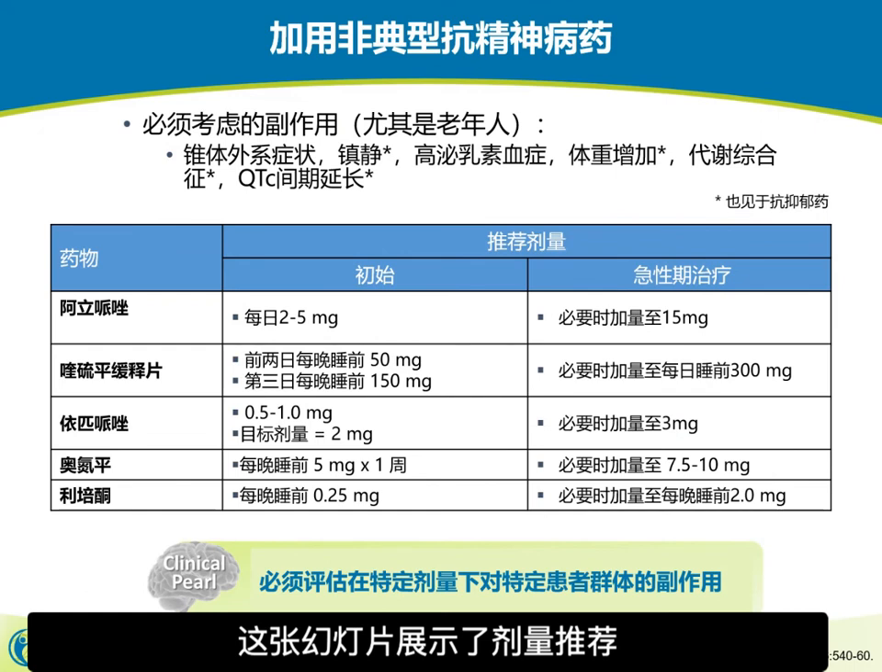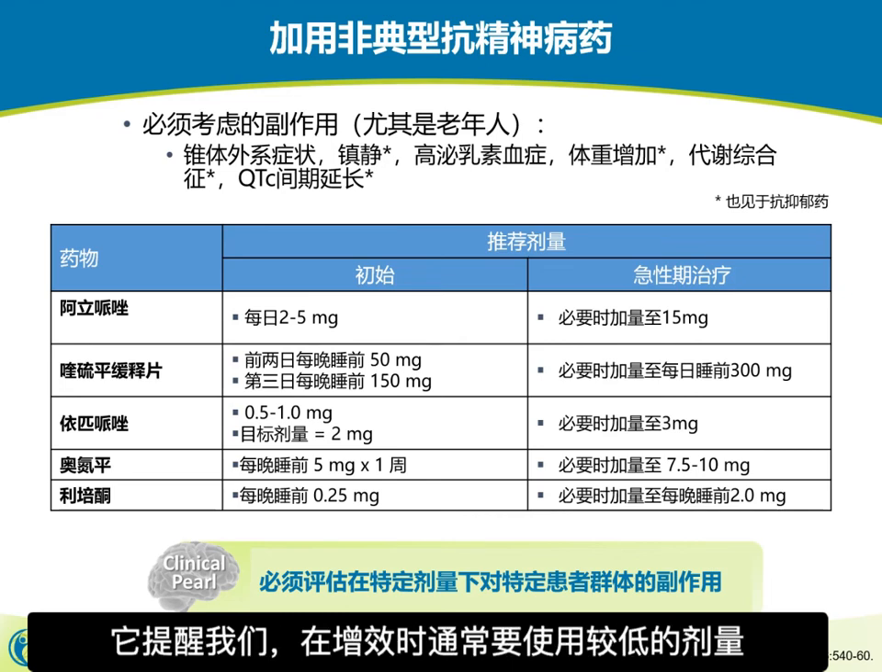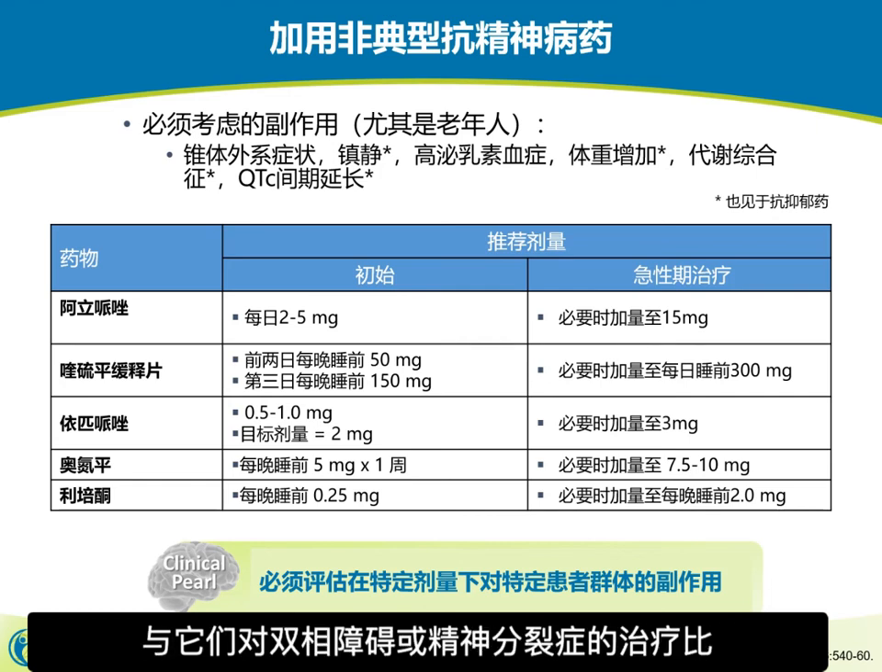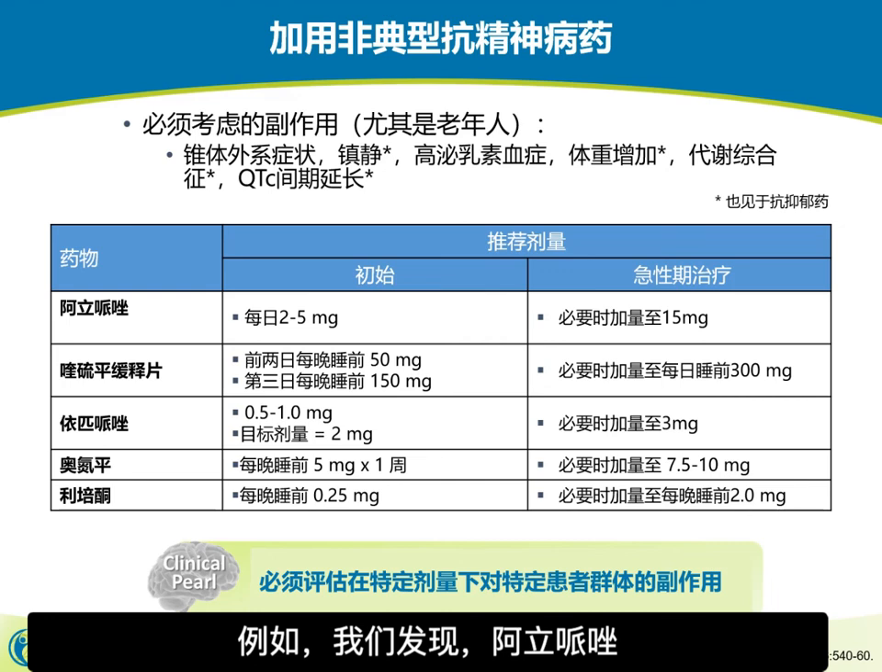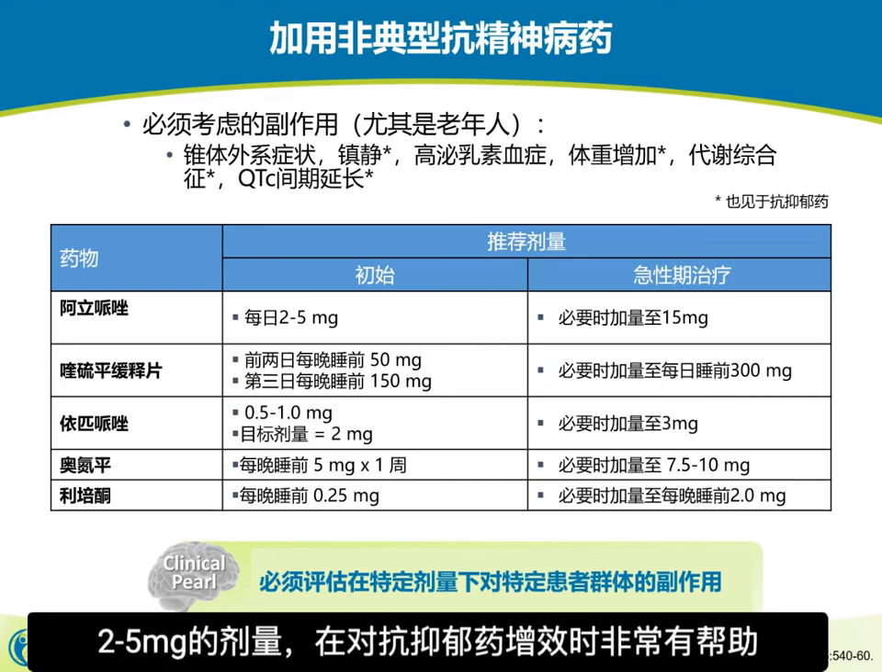This slide shows the dosing recommendations for using atypical antipsychotics as add-on agents to antidepressants. And it's a reminder that we usually use lower doses of these medications as an add-on than compared to their use in bipolar disorder or in schizophrenia. For example, aripiprazole, we found that low doses of 2 to 5 milligrams can actually be very helpful when added on to an antidepressant medication.